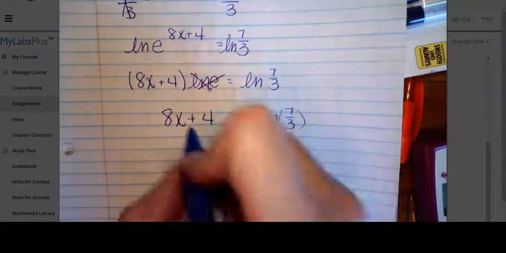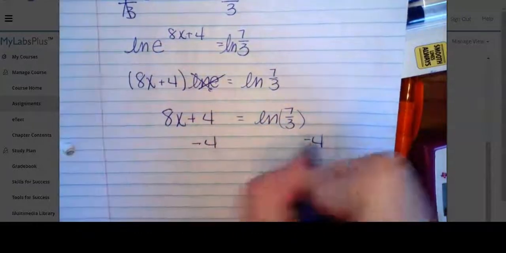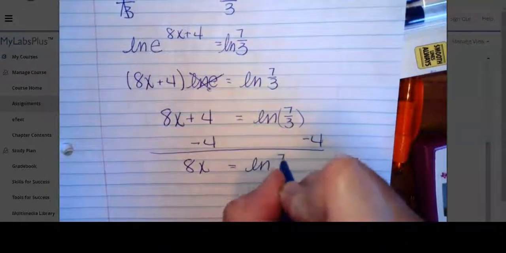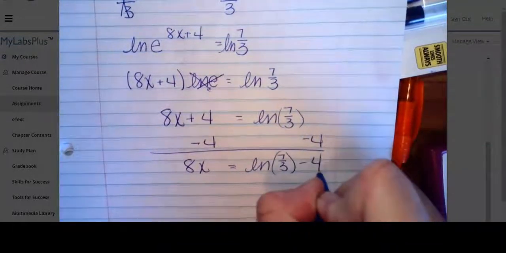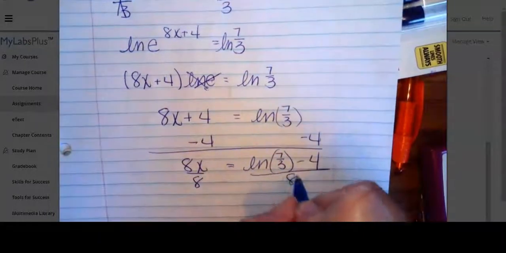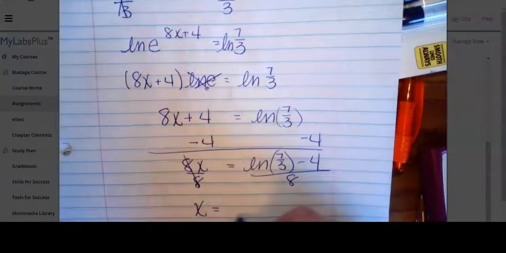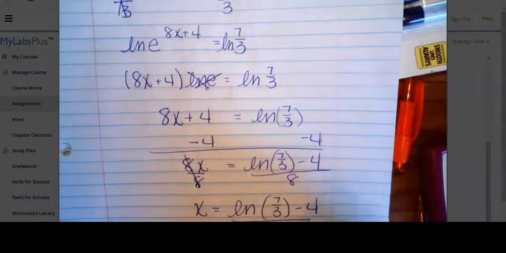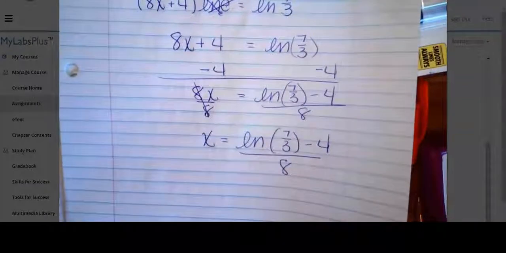All right, so I'm going to subtract 4 because I'm trying to solve for x. So 8x equals the natural log of 7/3 minus 4. And now I'm going to divide everything by 8. So I get x equals the natural log of 7/3 minus 4, all of that over 8.